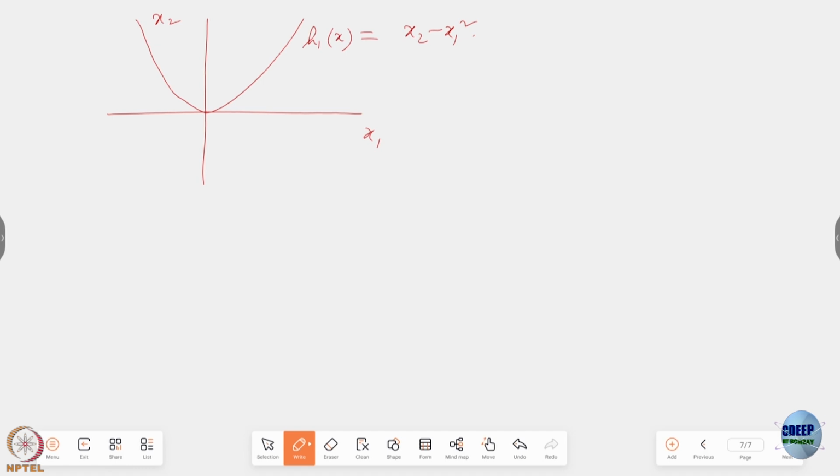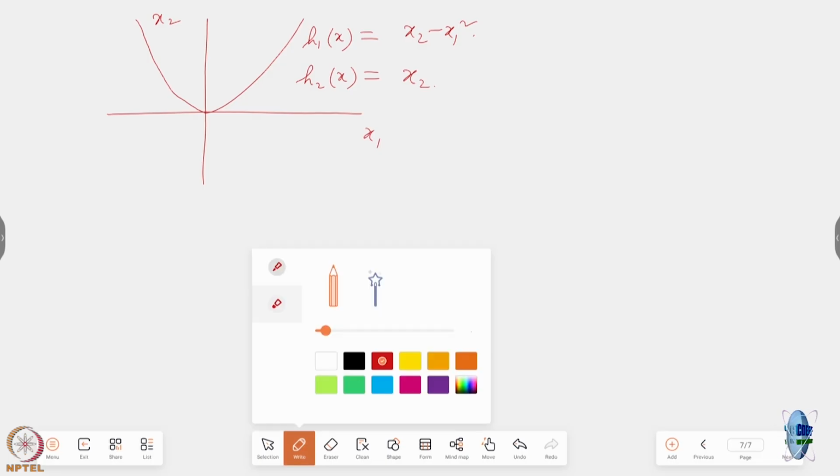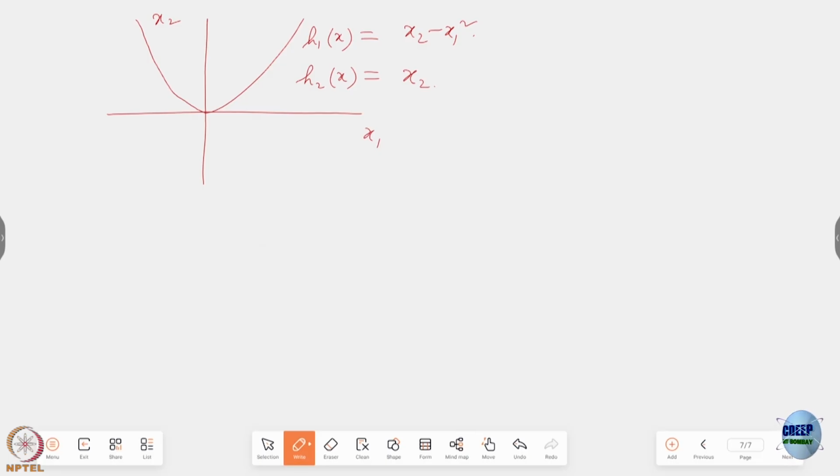Let us take another constraint, just x2. Let me use a different color to denote these two. So, this is your first constraint, ignore the red part that is visible below, and this is your second constraint, right? And focus on the point that is the origin here.